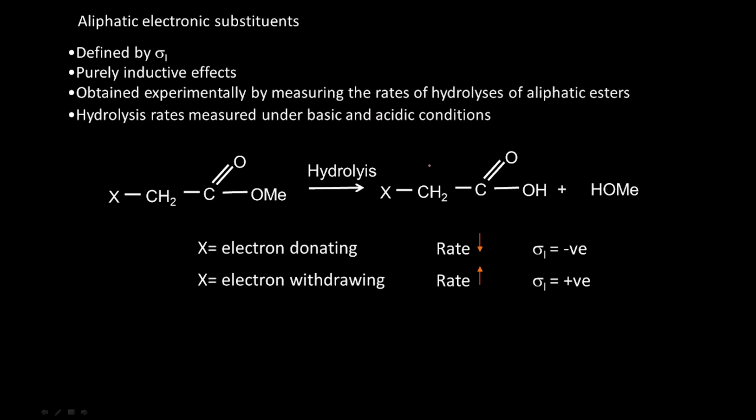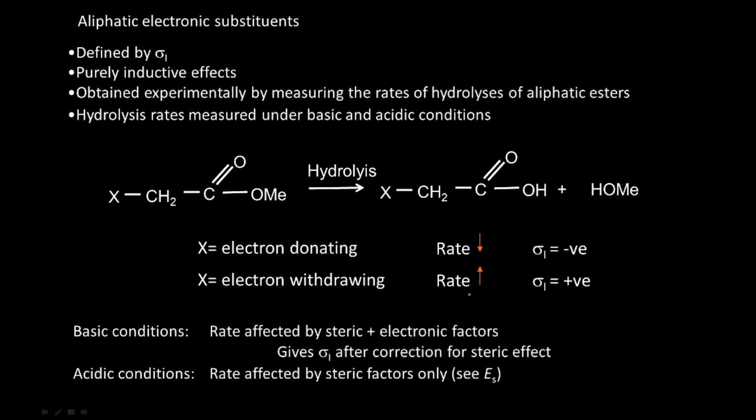We can measure. How do you measure? We can measure by looking at the rates of hydrolysis of aliphatic esters. Hydrolysis is measured under basic and acidic conditions. So if you have electron donating, then the rate goes down. If you have electron withdrawing, pulling, the rate goes up. So under basic conditions, the rate is affected by steric plus electronic factors, like I mentioned. So it gives sigma I after correction for steric effect.